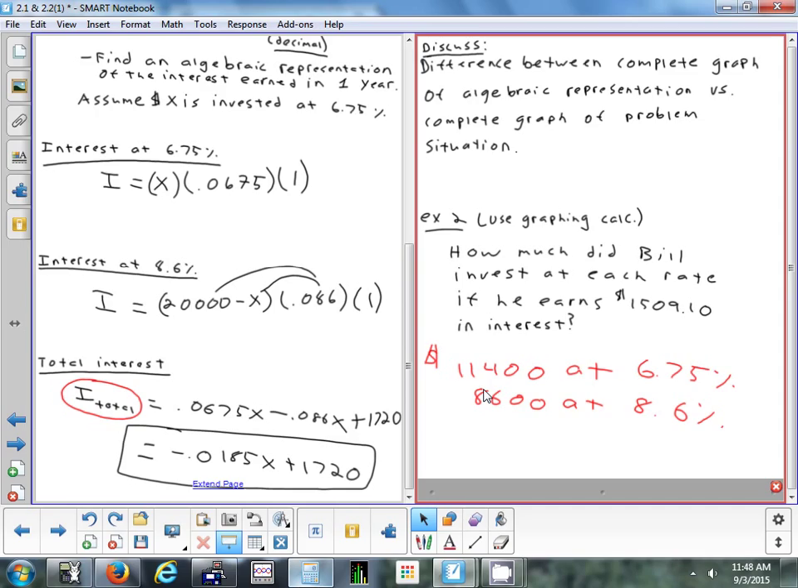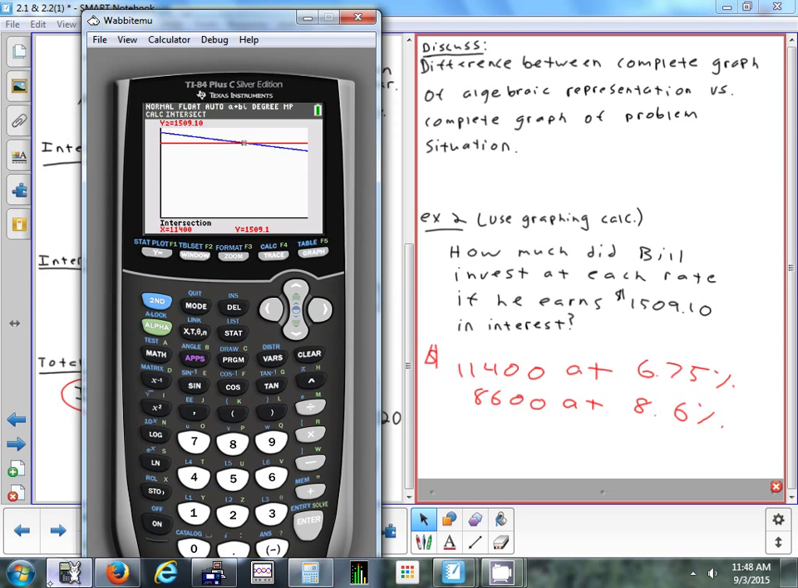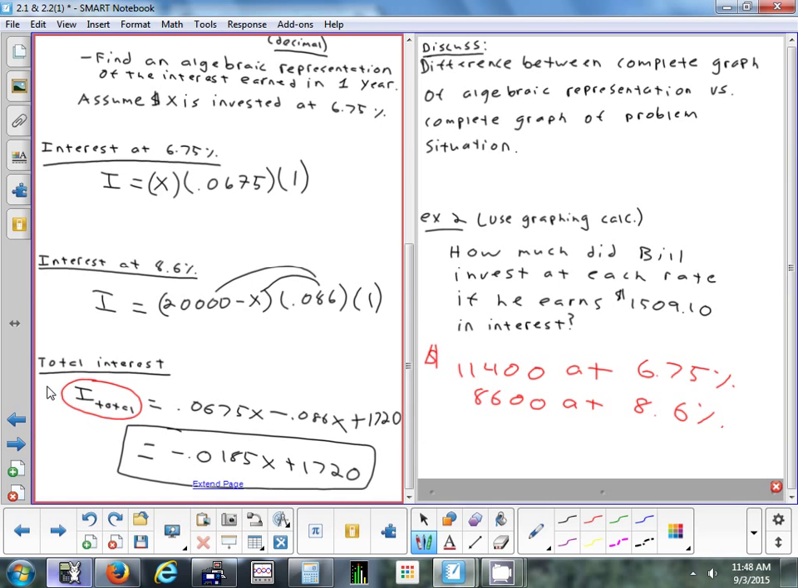Wait, how did he get the 11,400 for 6.75? So I graphed the original equation. I graphed what Derek told me to put in y2, and then I found where they intersect. You could accomplish exactly the same thing if you put this here, and then subtracted 1720, and then divided by negative 0.0185. You get the same answer. Just graphical versus algebraic. Okay, any other questions on that one?